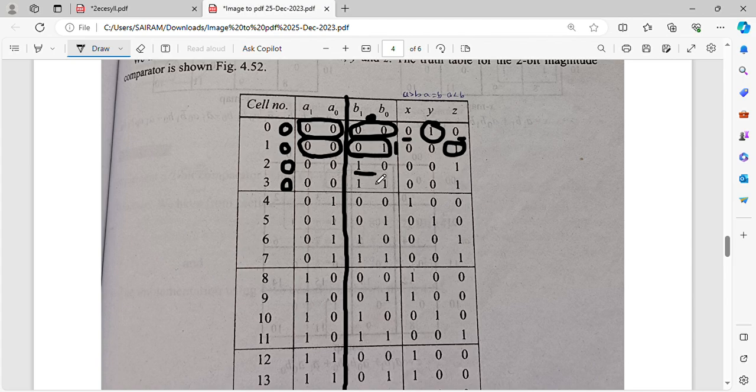And here see, this 1 0 is what? This 1 0 is 2 and this 1 1 is 3. Right? So 0 is lesser than 2 and 0 is lesser than 3, right? So that is why this part is 1. Right? So you can decide very easily.